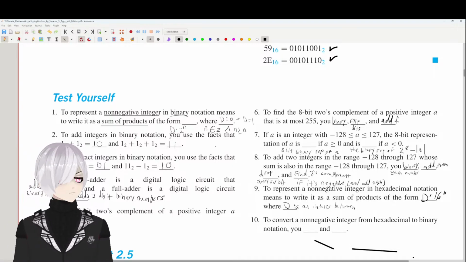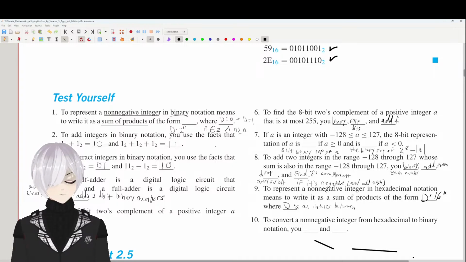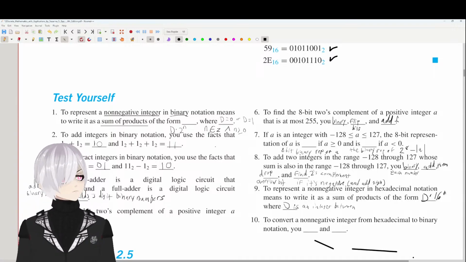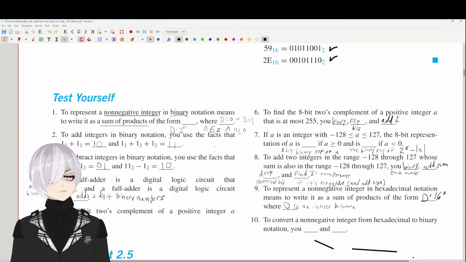The n does correspond to what place you're in: the 16 to the 0 power, the 16 to the 1 power, etc. The sum of products.